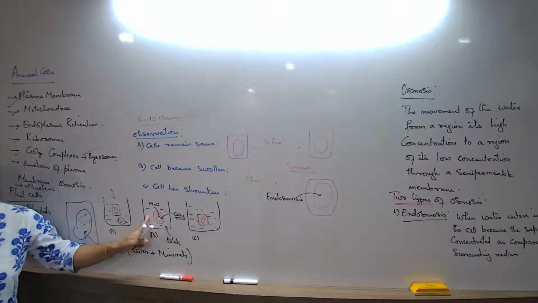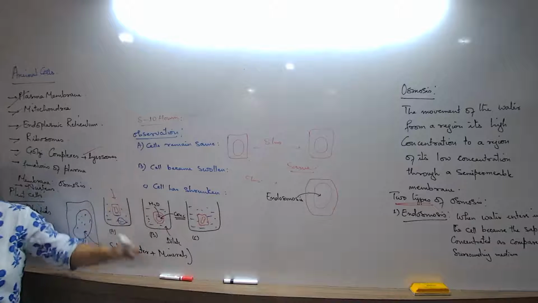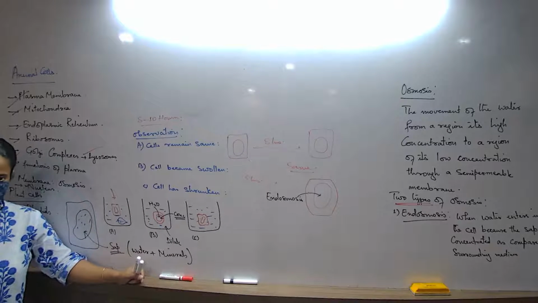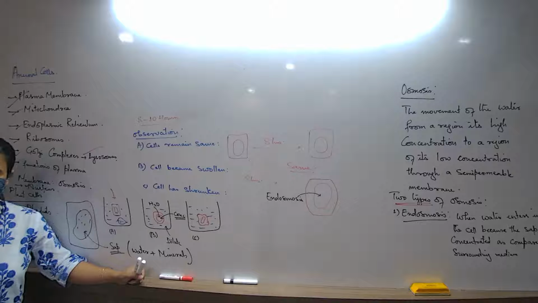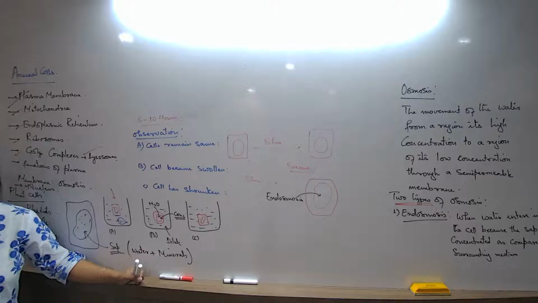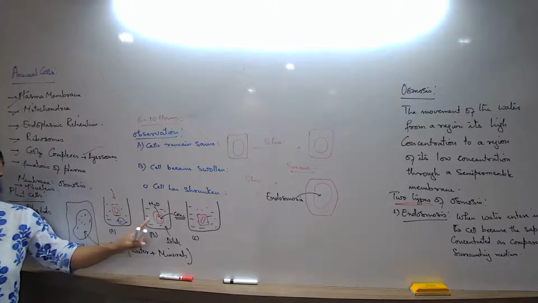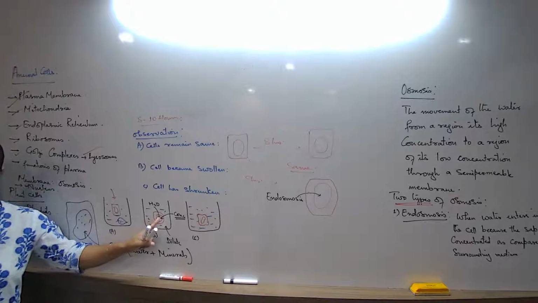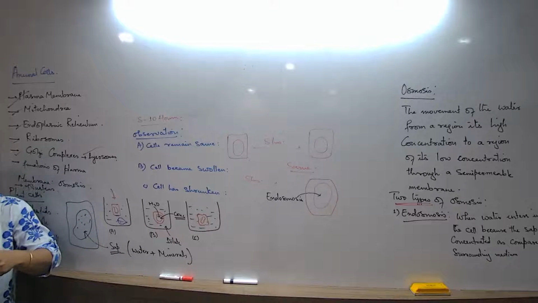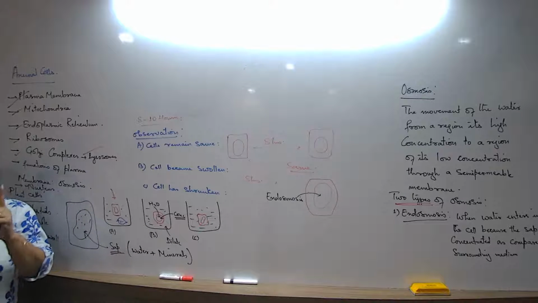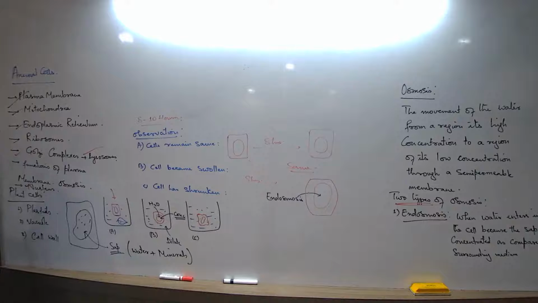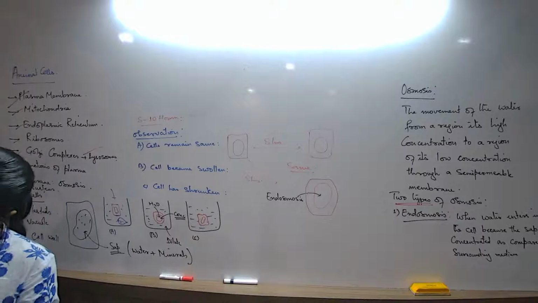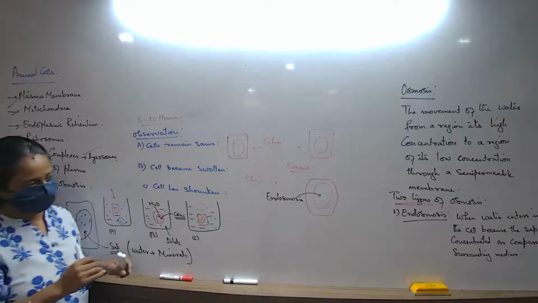The rule of osmosis is what? What is the definition of osmosis? When movement of water takes place from a region of high concentration to a region of low concentration. Again I repeat, this is a dilute medium, this is a concentrated, इसीलिए water enter हो रहा है. The rule of osmosis always remember, water from a high region moves to a region of low concentration.